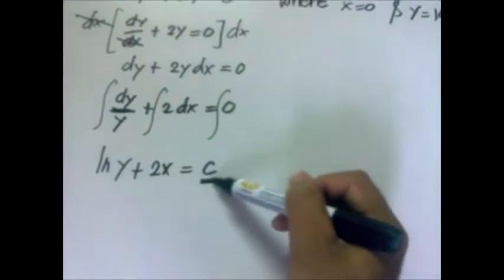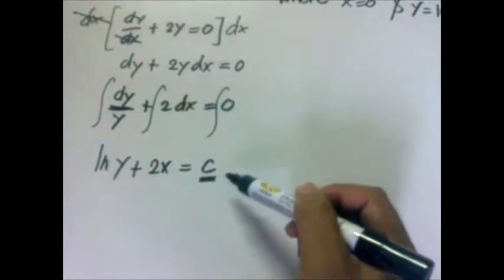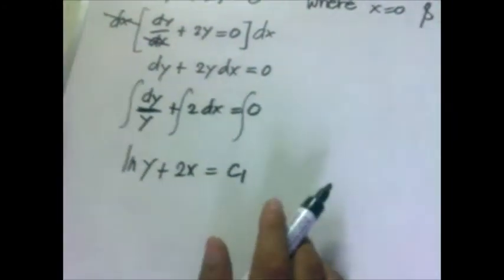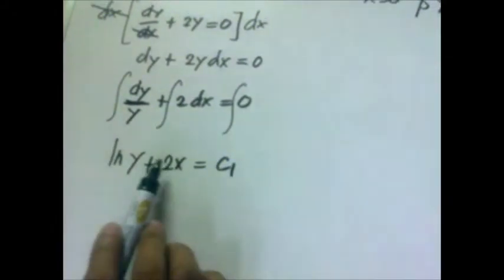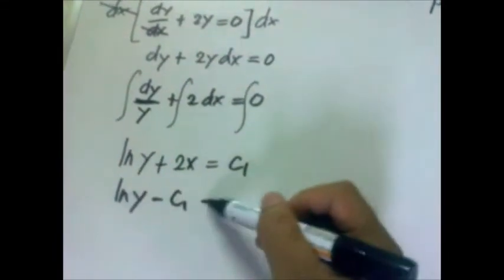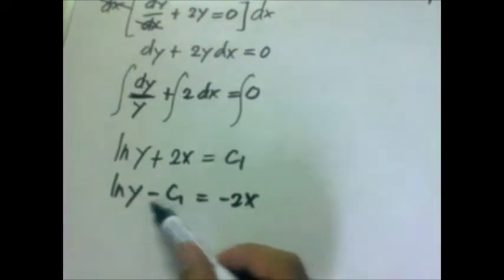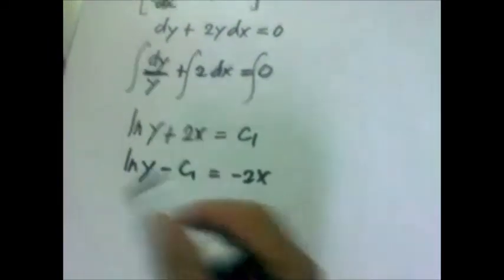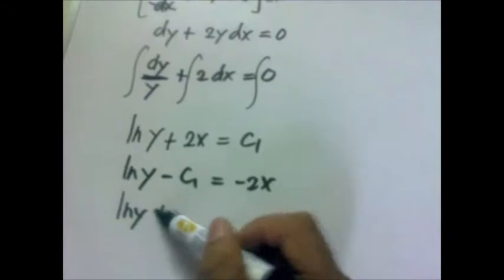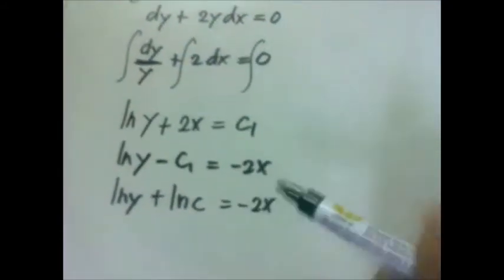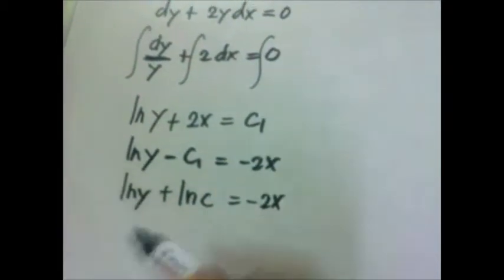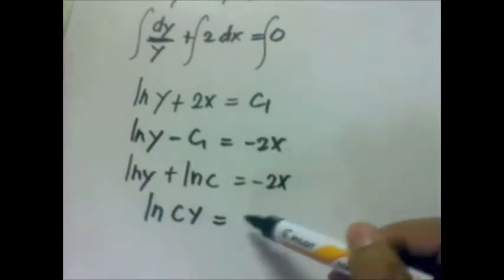This is now our c, and c means constant, and we can indicate it here as c1. After that, I transfer the c1 to the left side and 2x to the right side, so it becomes ln y minus c1 equals negative 2x. As I said, c1 is a constant, so we can change it to any form as long as it is constant. In this situation, I change c1 into plus ln c, so ln y plus ln c equals negative 2x. By the principle of natural logarithm, the addition of ln becomes ln cy equals negative 2x.